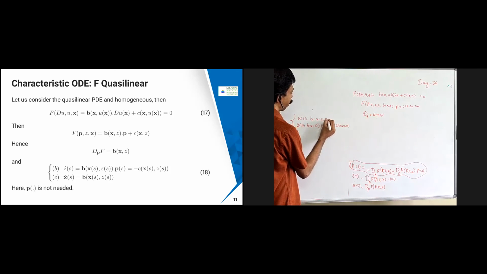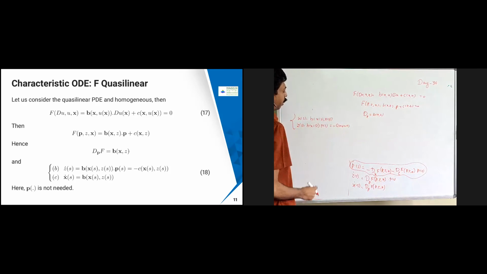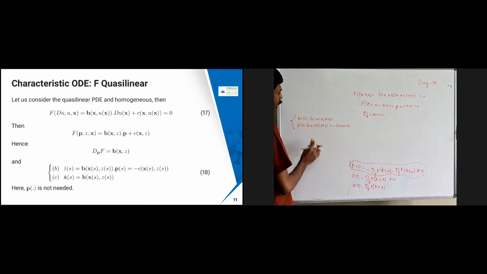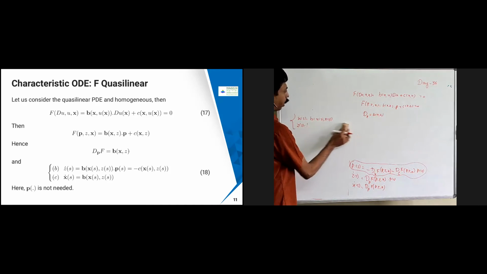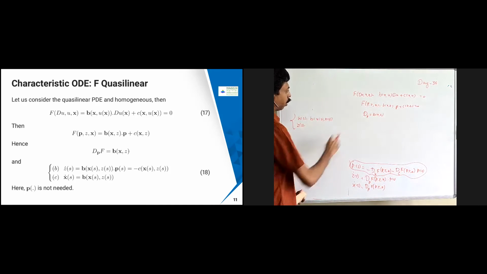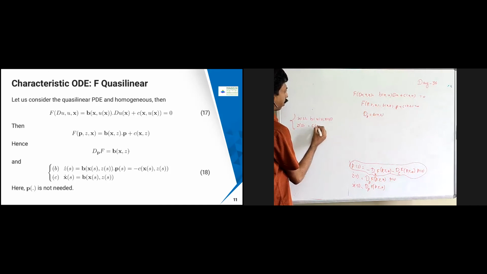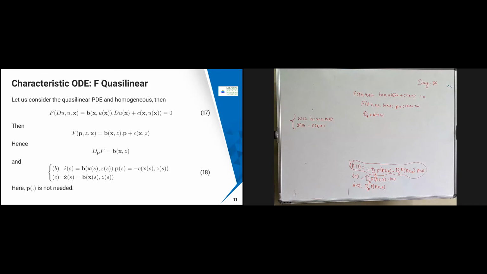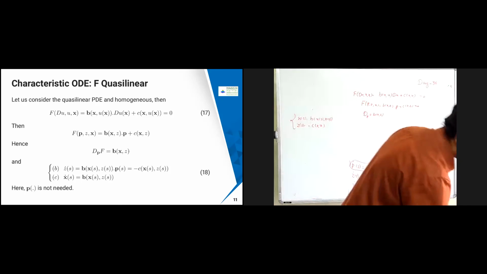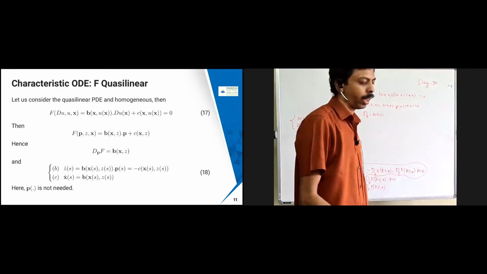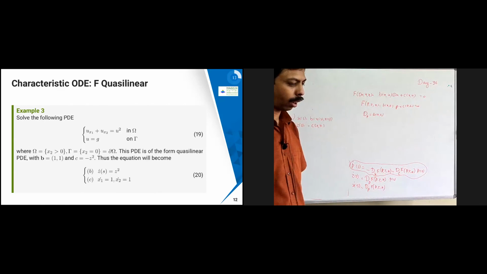Therefore, p of x comma s into z of s is going to come. Same thing over here. If you substitute in this equation once again and bring it over to the other side, you are going to get minus c of x comma z square, meaning c of x of s comma z of s is going to come. Again, here p is not needed. We'll see why in the next problem.